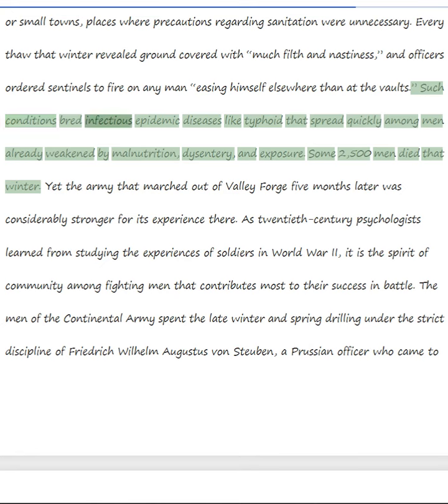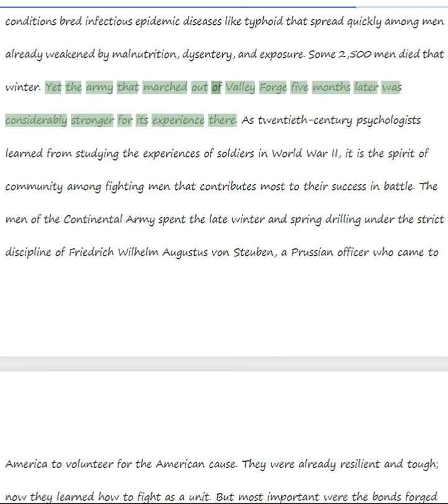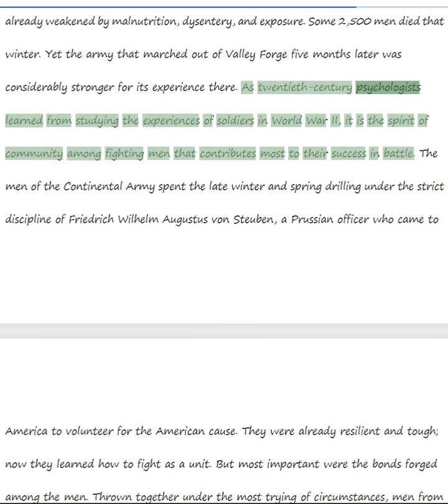Such conditions bred infectious epidemic diseases like typhoid that spread quickly among men already weakened by malnutrition, dysentery, and exposure. Some 2,500 men died that winter. Yet the army that marched out of Valley Forge 5 months later was considerably stronger for its experience there. As 20th-century psychologists learned from studying the experiences of soldiers in World War II, it is the spirit of community among fighting men that contributes most to their success in battle.